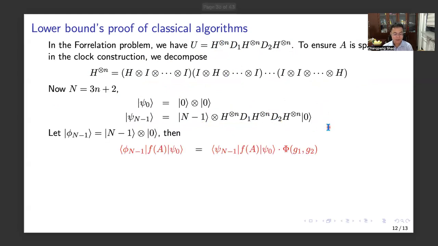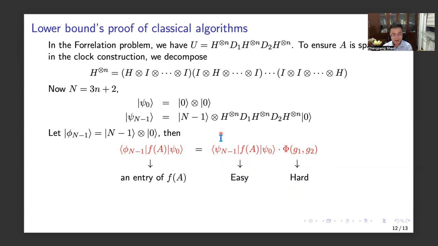In the problem we care about, we try to approximate an entry of f(A). And this psi 0 is just one computational basis. We consider another computational basis. This is related to this phi n minus 1. We call it phi, this is psi n minus 1, this is phi n minus 1. So we consider this entry of f(A). It is not very hard to compute that this entry equals the product of these two terms. And this is a quantity in the correlation problem, and we know it is hard to compute.